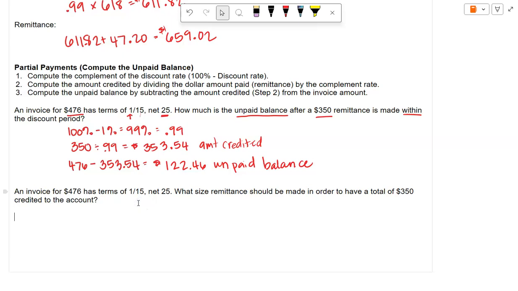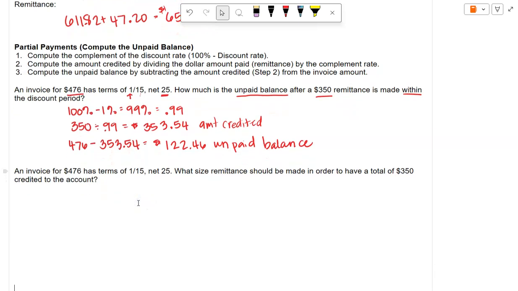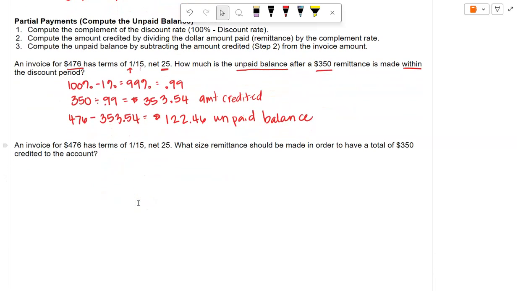Okay, and let's take a look at this last problem. So we have the same numbers here. The invoice amount was $476. The terms are 1/15, net 30. But this time it's asking what size remittance should be made in order to have a total of $350 credited to their account. So the first thing I want to do is to calculate my cash discount amount.